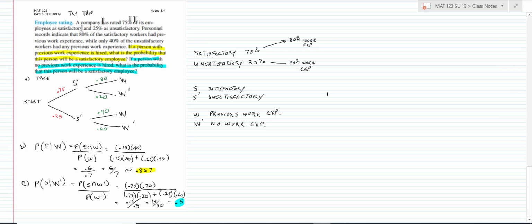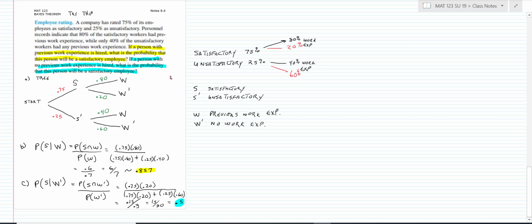So you're looking at, it says 75% of the employees are satisfactory and 25% are unsatisfactory. So again, that adds up to 100%. Then it said 80% of the satisfactory had previous work experience. So that means 80% have it, 20% do not. You have to figure that out, of course. And then it says 40% of this group had previous work experience. So that'd be 40%, and 60% do not have work experience.